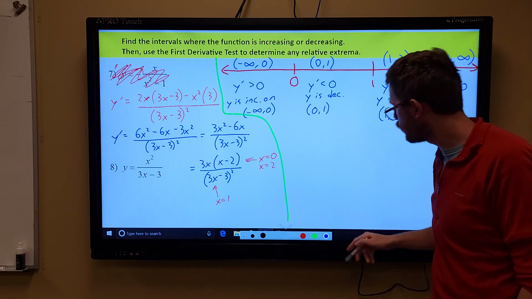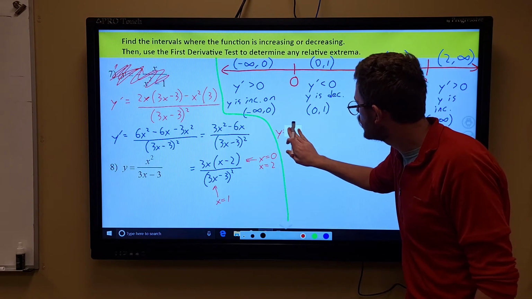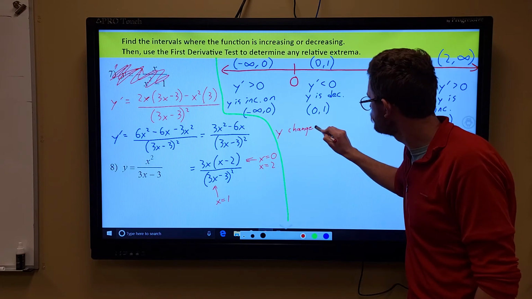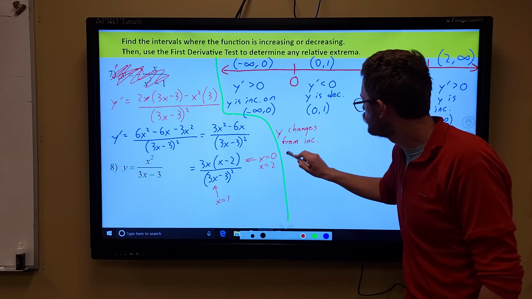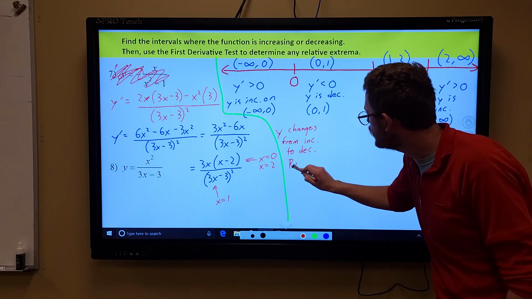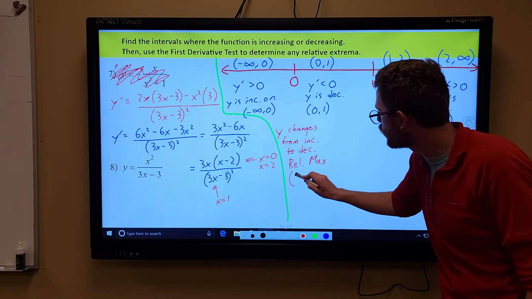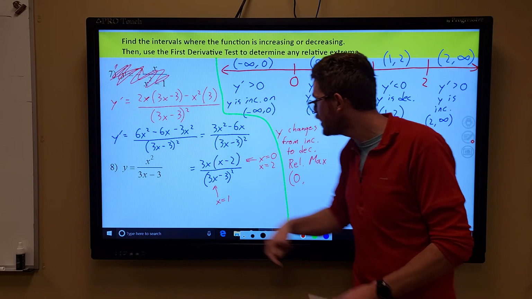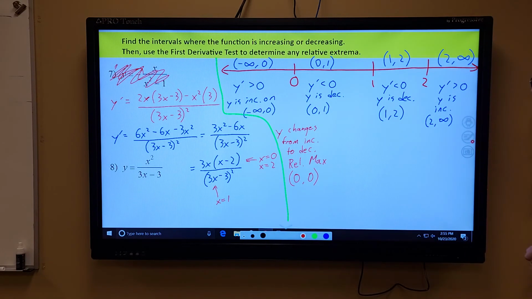It changed from increasing to decreasing. So what do we have? We have a relative maximum, and it is at the point where x is 0. Plug that 0 back into the original function and we get 0. There's a relative maximum at 0, 0.